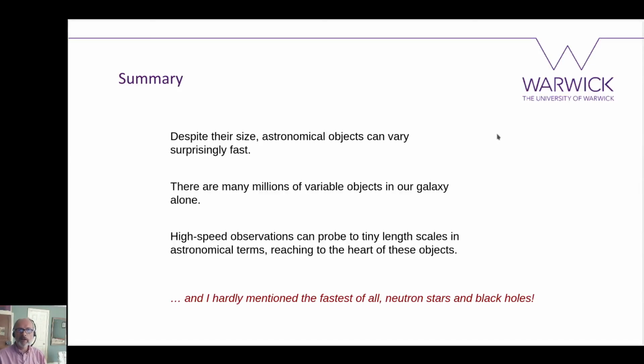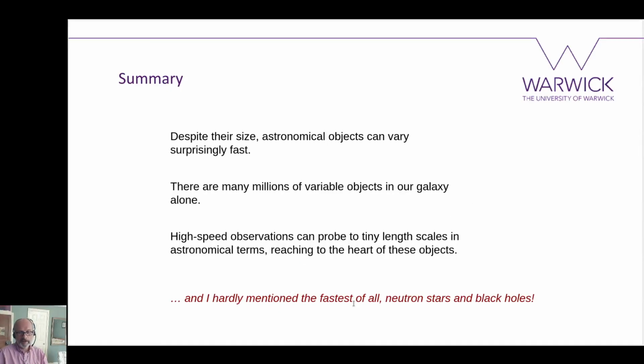So I hope that rather sort of whistle-stop tour of the high-speed observations and some objects gives you an idea of the sort of things that you can do, and you might not have been aware of how quickly objects in astronomy can change. But despite their size, astronomical objects can really vary quite fast. There are many millions of variable objects in our galaxy alone, and many other galaxies. And high-speed observations can probe to tiny length scales in astronomical terms. So we can reach out across light years to probe the nature of systems through these sort of observations.